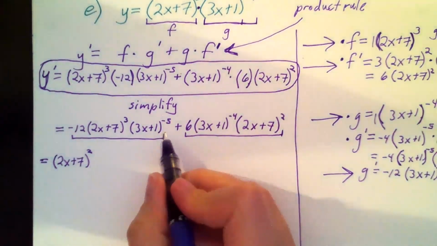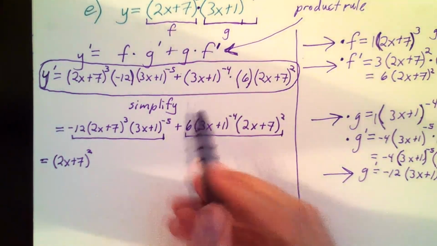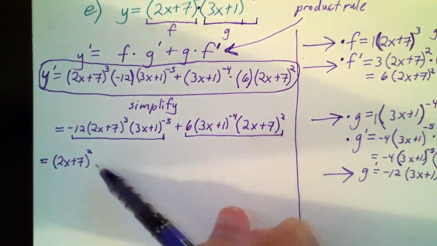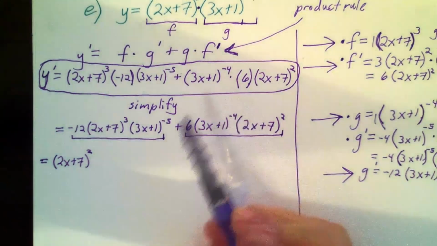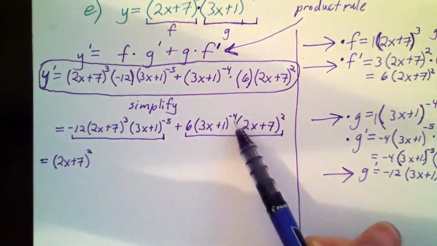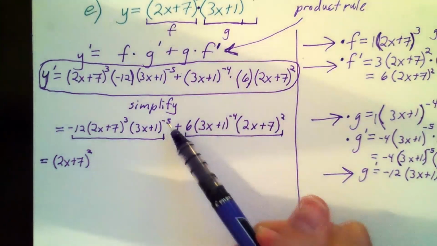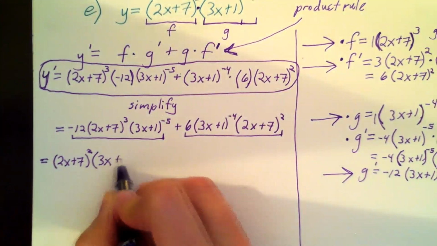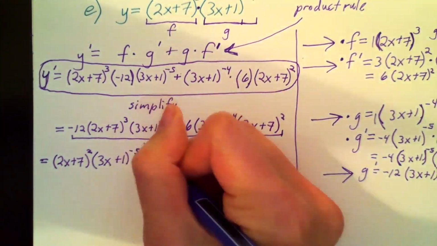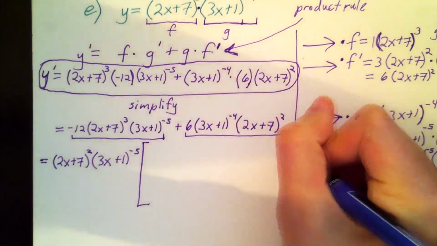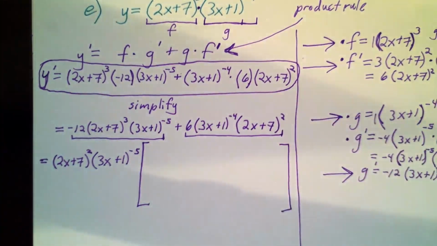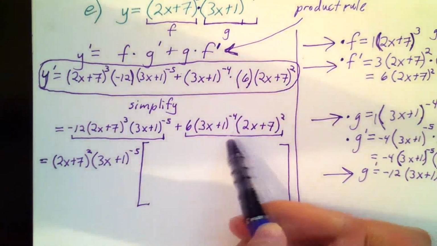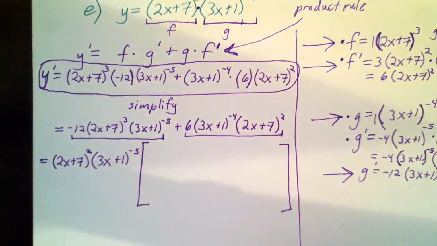Remember, when you had the negative powers, it was kind of backwards. Between 2x plus 7 cubed and 2x plus 7 squared, you can pull out 2x plus 7 squared because it's the lower of the two powers. Between 3x plus 1 to the negative 5 and 3x plus 1 to the negative 4, which is the lower of the two powers, it's the negative 5. So I can also pull out 3x plus 1 to the negative 5th power. And that means that I'm going to write a big set of brackets here. In my parentheses, this term is going to get divided by that, and that term is going to get divided by that. And there's going to be some simplification going on.